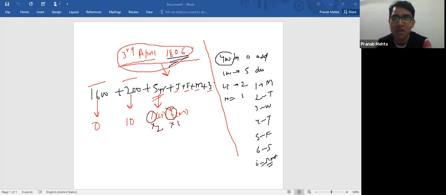In 200 years, 100 years give me 5 extra days, so 200 will give me 10 extra days. This 1600 is a multiple of 400, so it will give me 0 extra days. Is this clear now? Any doubt?